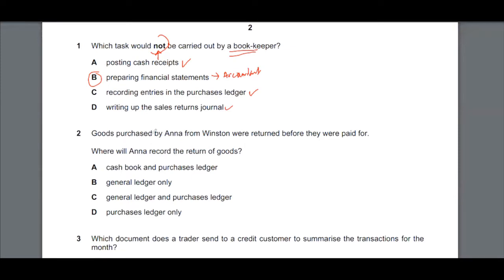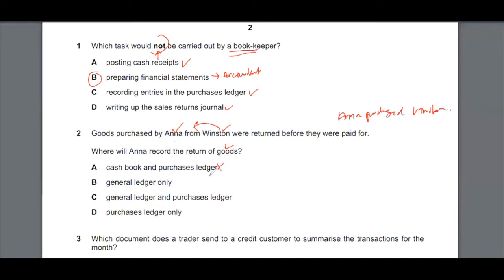Multiple choice two. Goods purchased by Anna from Winston were returned before they were paid for. So Anna purchased goods from Winston. Winston is the seller, Anna is the purchaser. Where will Anna record the return of goods? Where will the entry of the return of goods be recorded? Option A, cash book and purchases ledger.